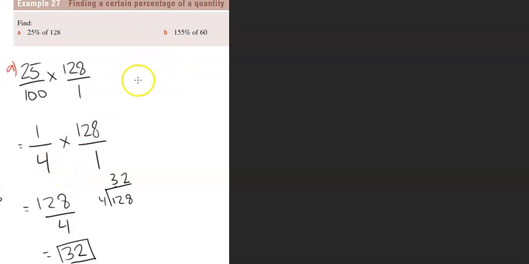Last one is 155% of 60. Now there are two ways of tackling this. There's always multiple ways. 155 over 100. Now this is an improper fraction, but remember we're getting a quantity that's more because it's over 100, so I'm expecting an answer that is greater than 60. This is going to be multiplied by 60 over 1.